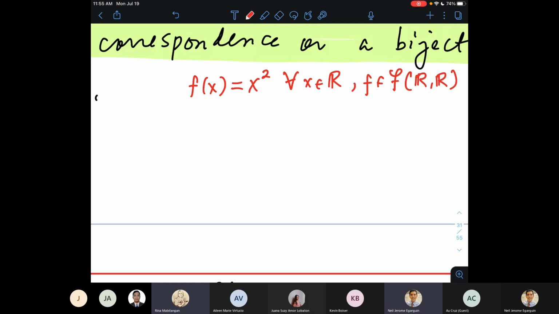Yep. And tama rin si Jeng. You can also take a look at its range. Ang range ng x squared ay hindi R, pero set of all non-negative real numbers. So hindi rin siya surjective or hindi rin siya epic. So hindi siya pwedeng maging bijective.